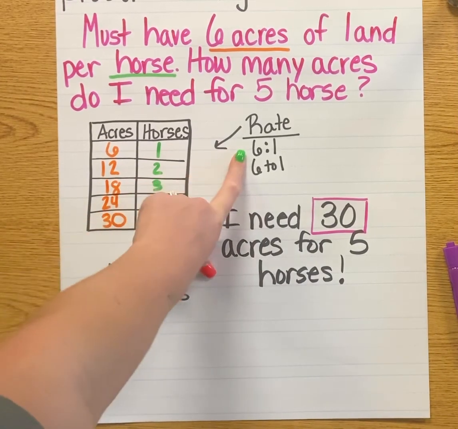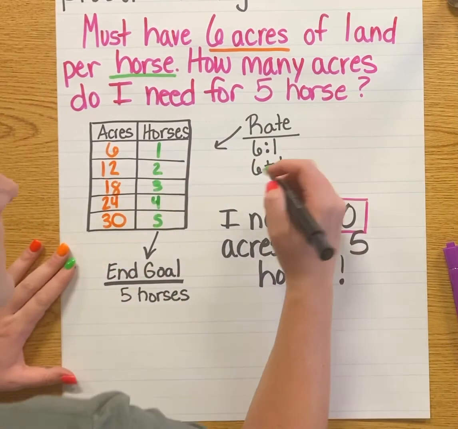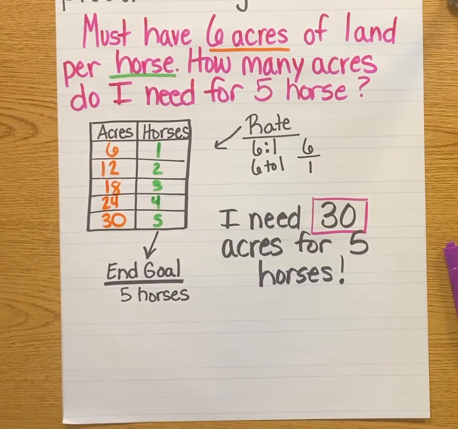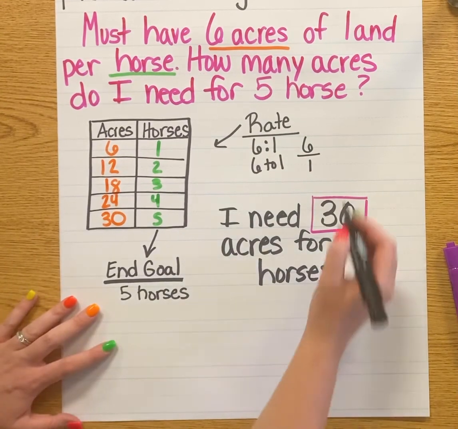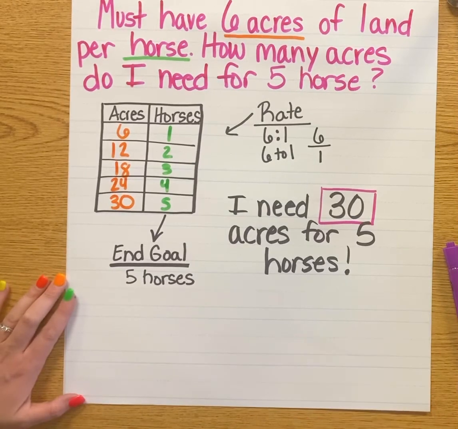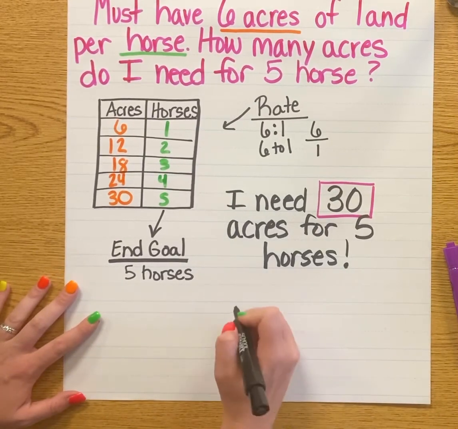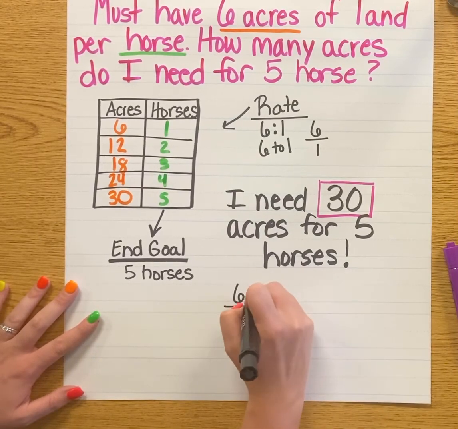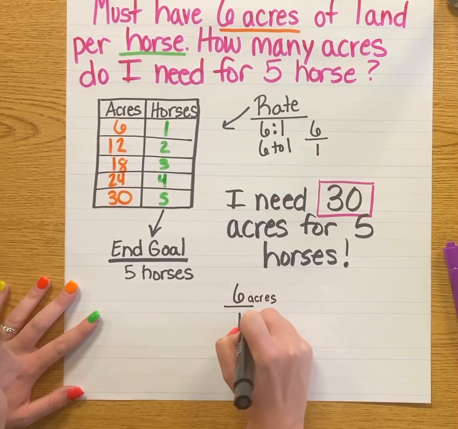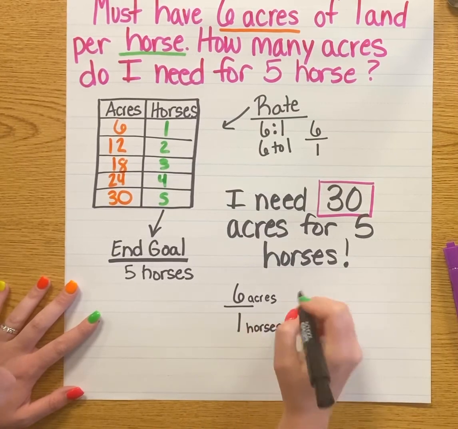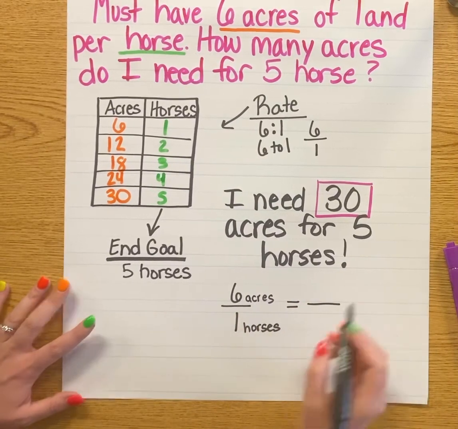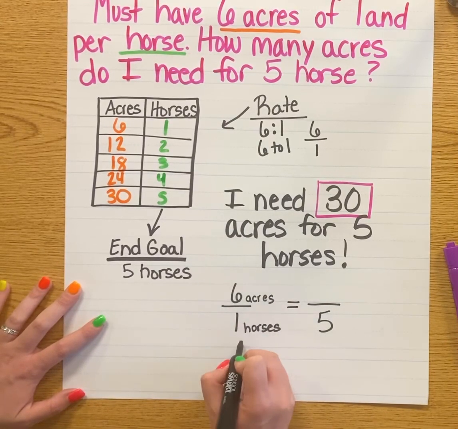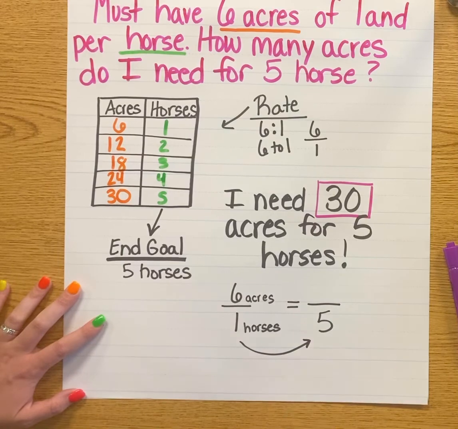Now, another way I can think about this would be in fraction form, because for this rate, I could have written it 6 to 1, as a fraction. Now, I'm going to think to my equivalent fractions that I learned way back, and I could have done 6 over 1. So this was my acres, this was my horses. Now, what if I want 5 horses?